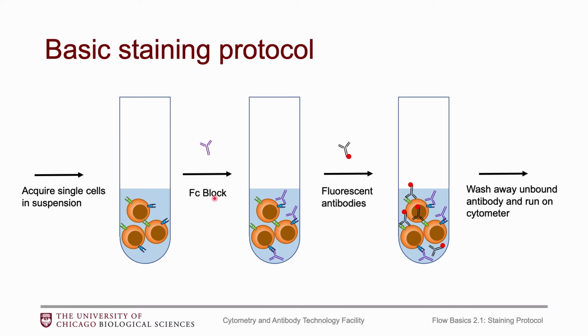And then you will add Fc block to help with nonspecific or unwanted staining. Then your fluorescent antibodies, and then once those antibodies are bound, you will wash away any of the free antibody and run it on the cytometer. So the first thing I'm going to talk about is the Fc block.